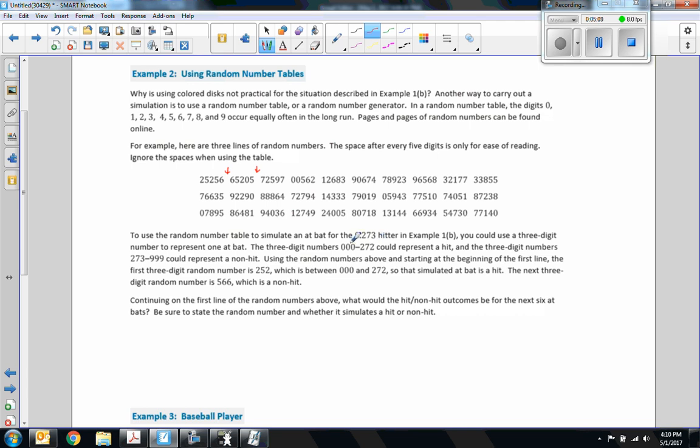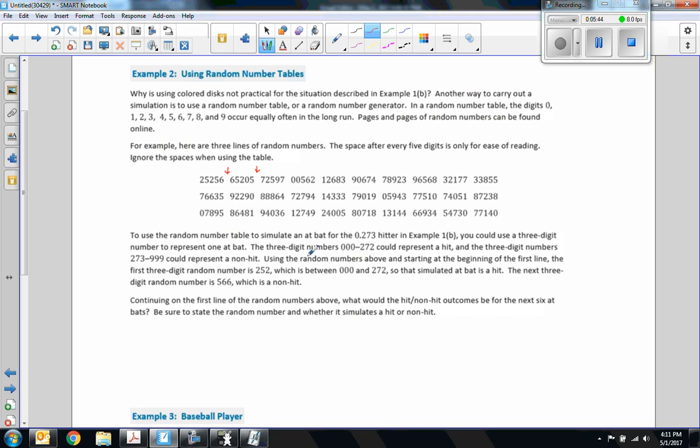So we're going to go from 000 to 272 is going to be a hit. And the 3-digit numbers from 273 to 999 are going to represent a non-hit. All right, so non-hit could be struck out, walked, hit the ball into play and get thrown out, hit the ball up and have someone catch it. Many, many different ways to be considered not a hit. If you don't get on base, it is not a hit. So we're just going to call it a non-hit because there's many ways to not get it.